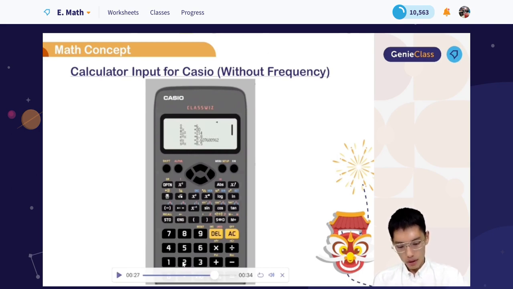And you realize all my values are here. There's 6, there is 214. Data values, you have to scroll down a little bit. Just scroll down with the arrow keys over here, but you realize my standard deviation is here. So this is for Sharp and Casio.